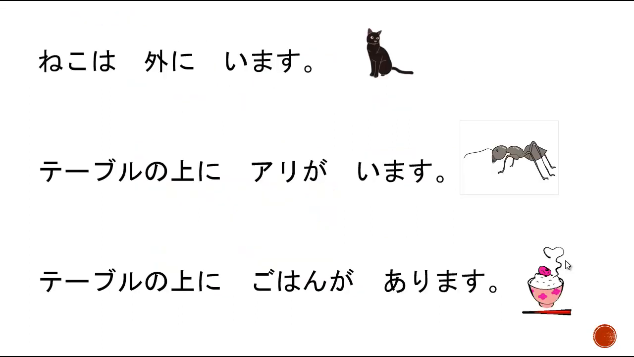Some other examples. Neko wa soto ni imasu. The cat is outside. There's a cat outside. Teburu no ue ni ari ga imasu. Ari, obviously, is ants. So, there are ants on top of the table. Teburu no ue ni gohan ga arimasu. Alright, so on the table there's some rice or some food or a meal. Okay, so just a quick introduction to prepositions and the difference between arimasu for inanimate objects and imasu for animate objects. Owari.